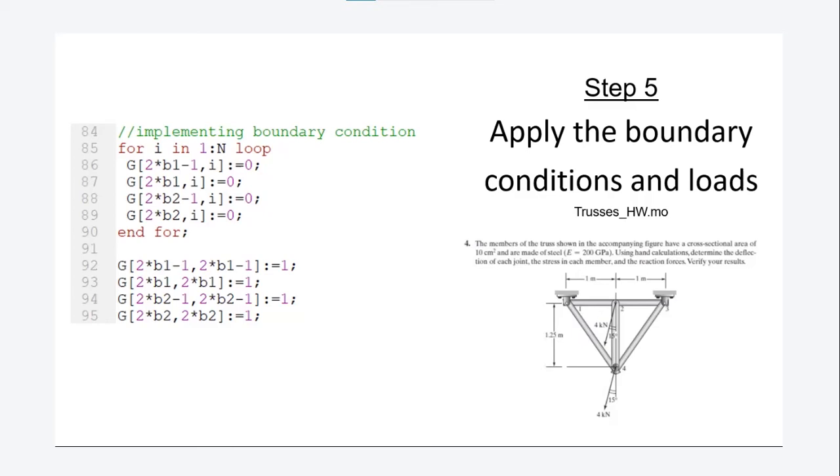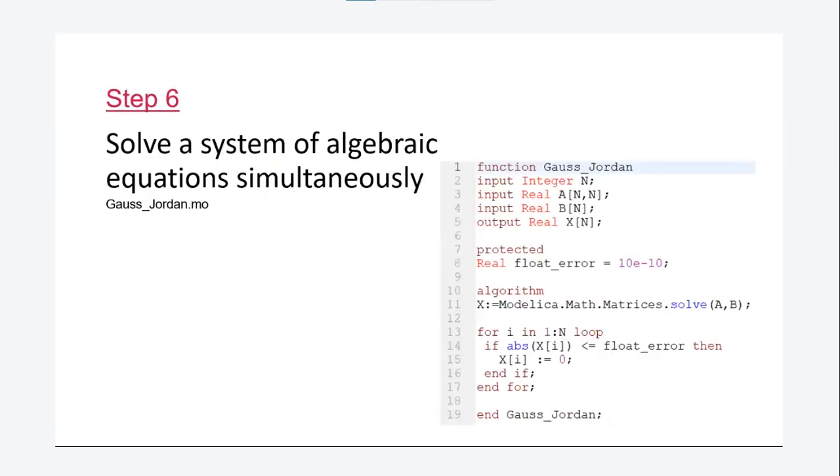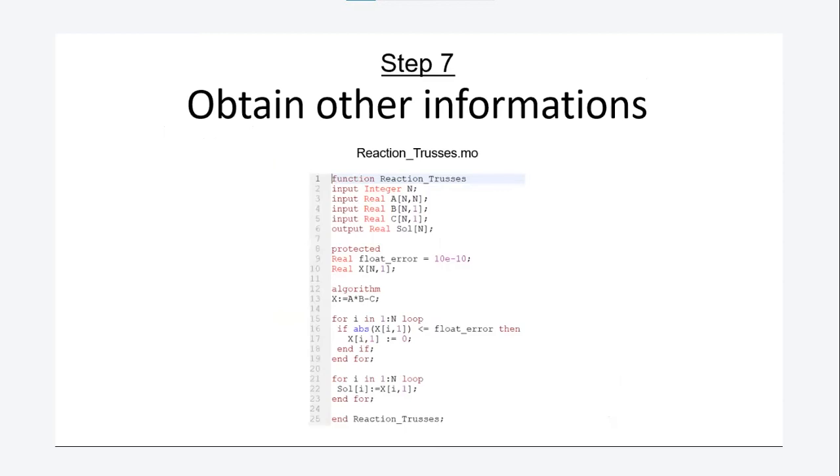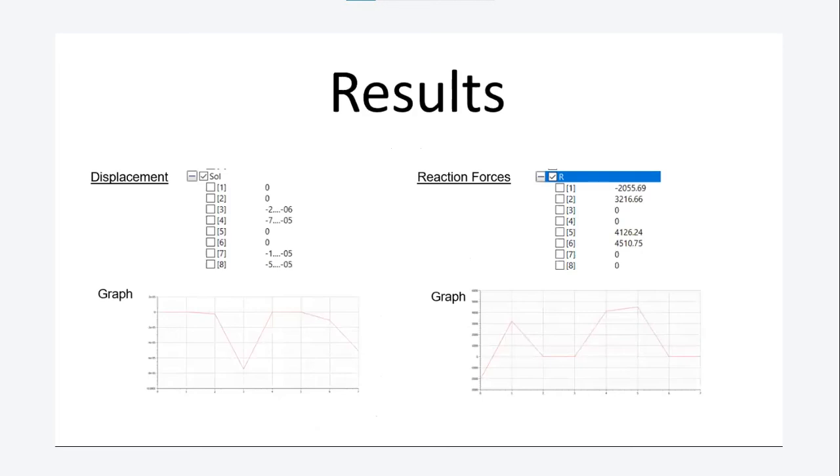After we make the code, we solve the system of algebraic equations simultaneously with the Gauss-Jordan method, which is a direct method. We use a function called Gauss-Jordan for this. After that, we obtain other information too, which is the reaction forces, because we have to look for reaction forces with another code function shown here. Then after that, we will get the results.